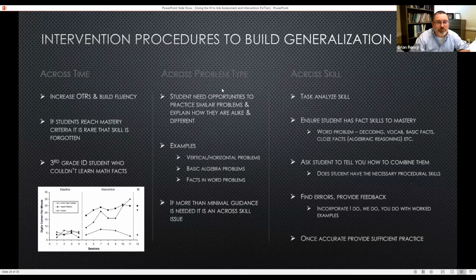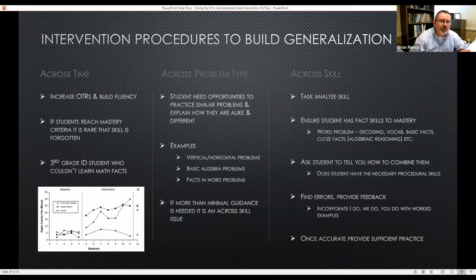Okay, across problem type, students need opportunities to practice similar problems and explain how they are alike and different. And so this can be real simple, like vertical versus horizontal problems. When I talk about basic algebra problems on my website, I have what are called closed problems.